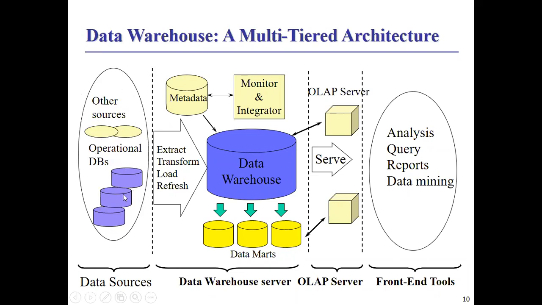Those are called data sources, and data sources will be fed into the next layer. Actually, both layers are part of the same tier, the bottom tier or tier 3, which is called the data warehouse server tier. Please don't get confused. The data source is part of the data warehouse. This data will be fed to the data warehouse server after performing a number of processes.